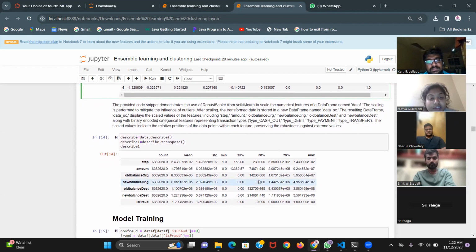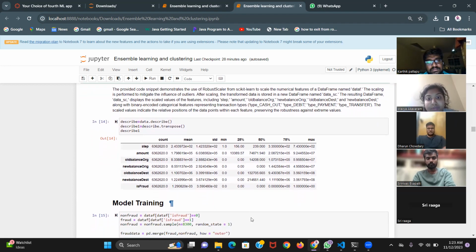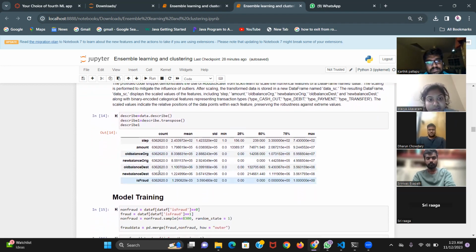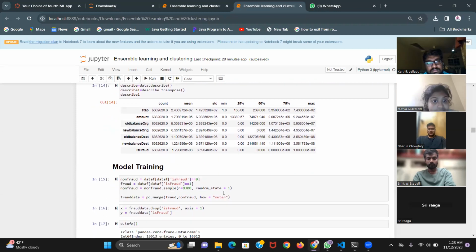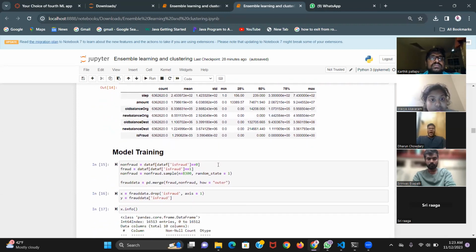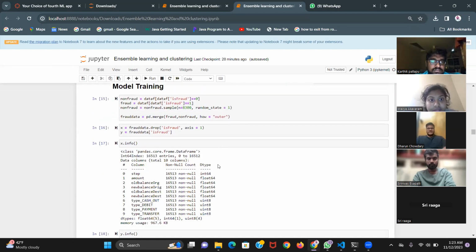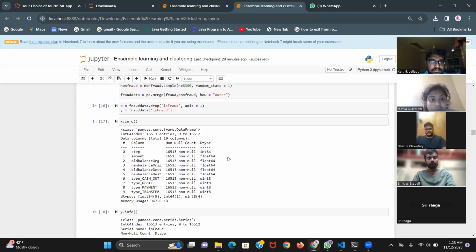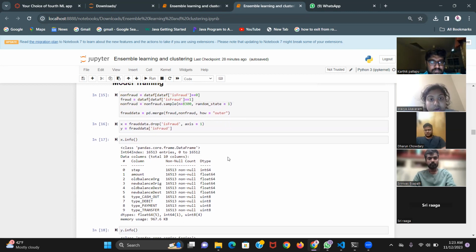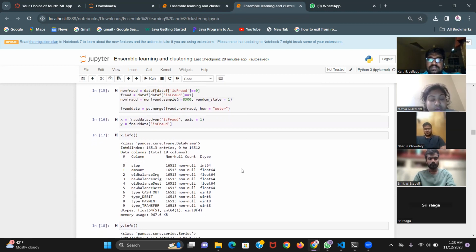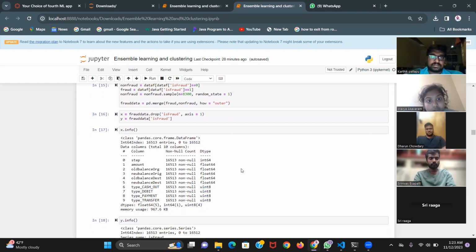And the description of the data is represented here: the count, mean, STD, minimum, etc. of the new data. And then the model training. We are taking X is equal to fraud data.drop, and Y is equal to fraud data isFraud.